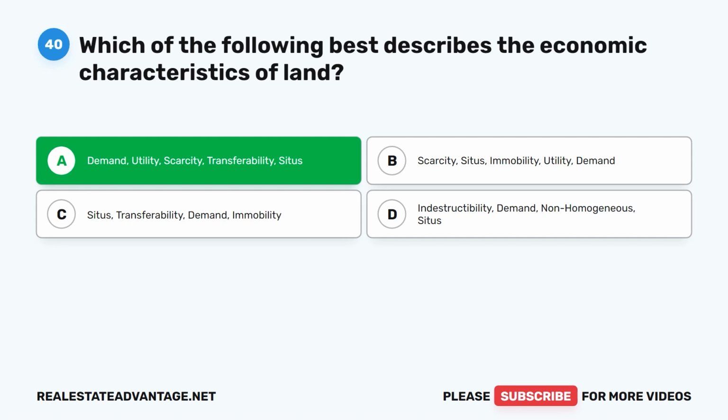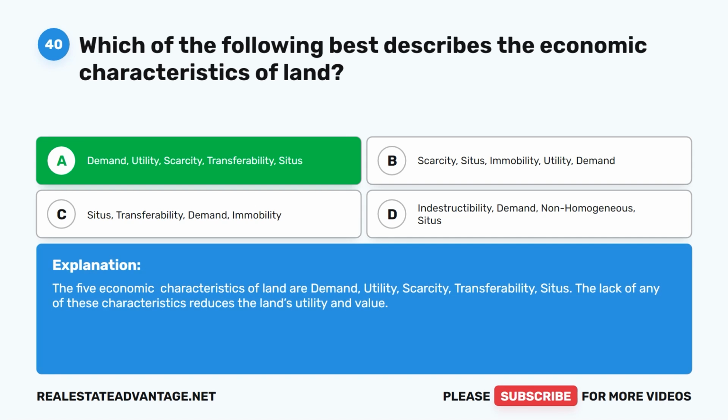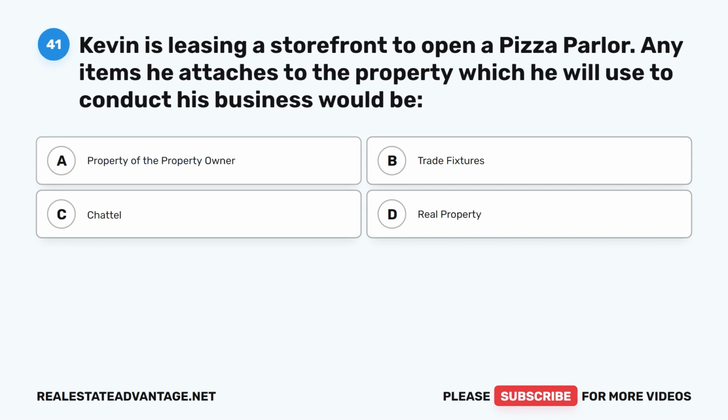Demand, utility, scarcity, transferability, situs. The 5 economic characteristics of land are demand, utility, scarcity, transferability, situs. The lack of any of these characteristics reduces the land's utility and value. Question 41. Kevin is leasing a storefront to open a pizza parlor.